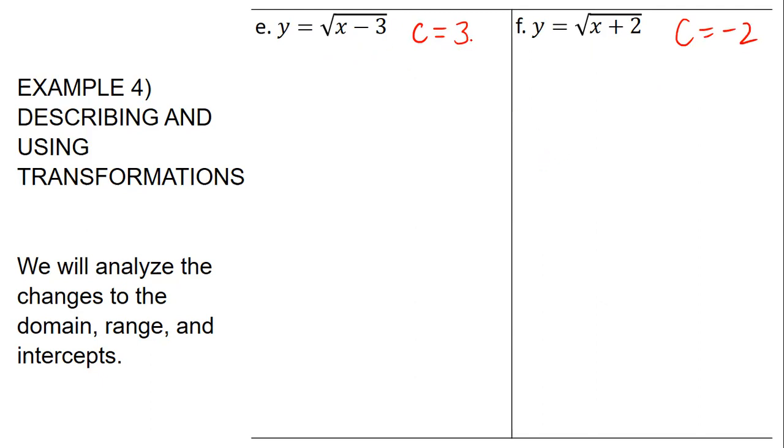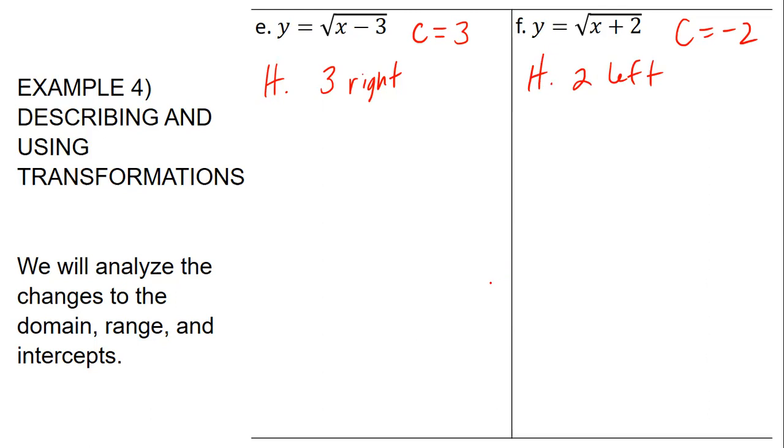Because our c equals 3, that means it's a horizontal translation, because c is horizontal. It's a horizontal translation, which means that we're going 3 units to the right. Again, we have our c, so that's a horizontal translation, and we're going to go 2 units to the left.